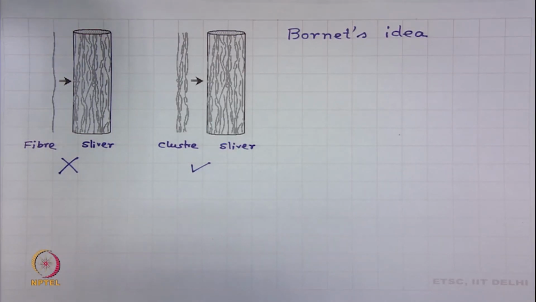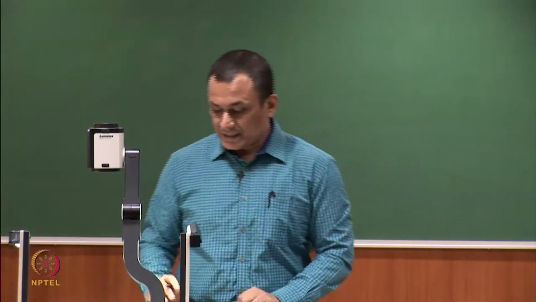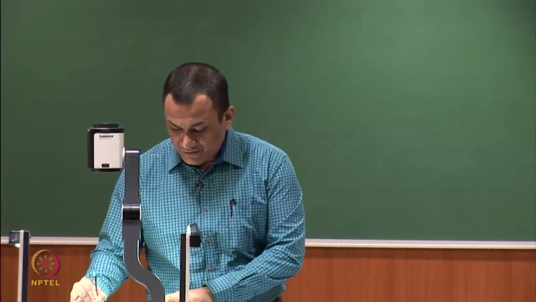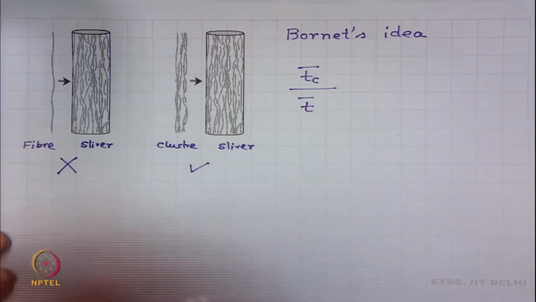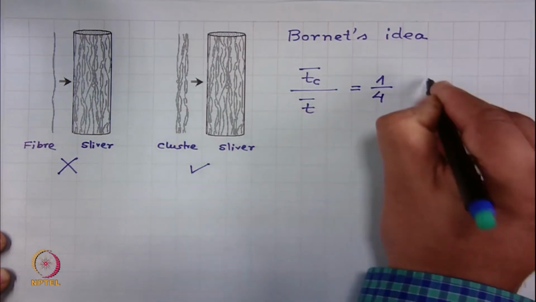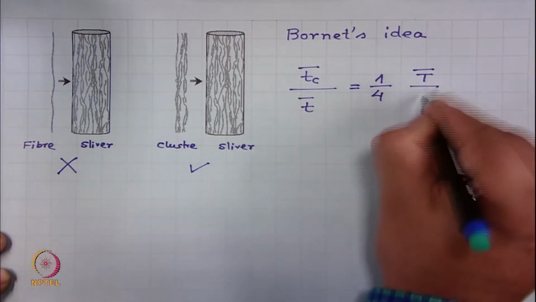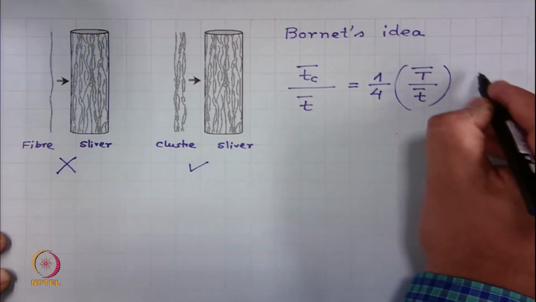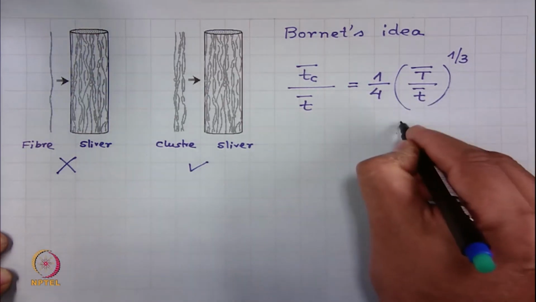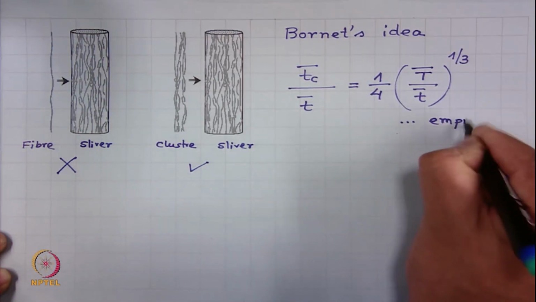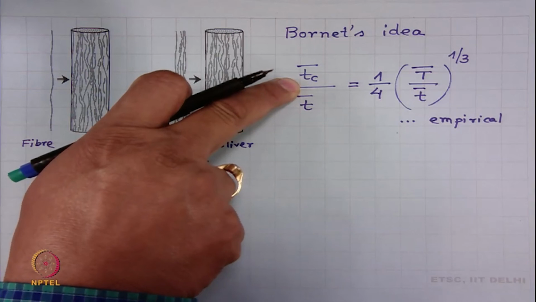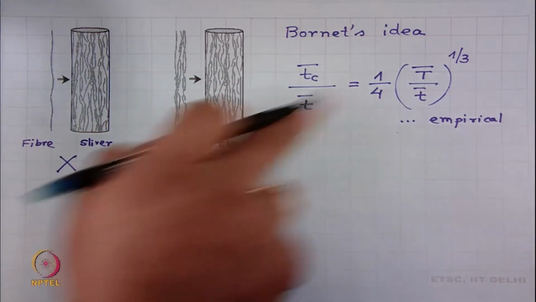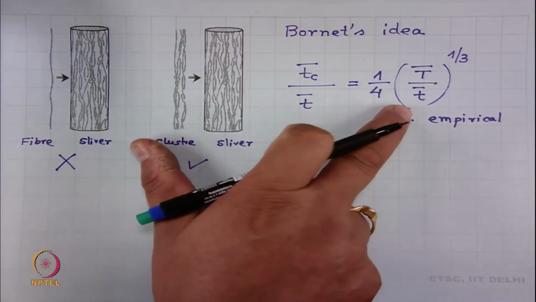Then he empirically suggested one relation. This is the mean fineness of cluster by mean fineness of fiber is 1 by 4, mean fineness of sliver by mean fineness of fiber to the power 1 by 3. This relation was empirical. So, he proposed this relation. This is the mean fineness of cluster, mean fineness of fiber, mean fineness of sliver, mean fineness of fiber.